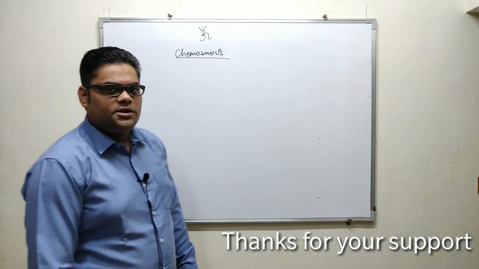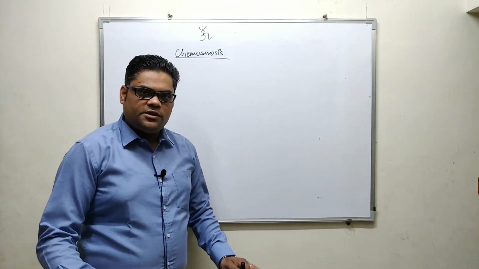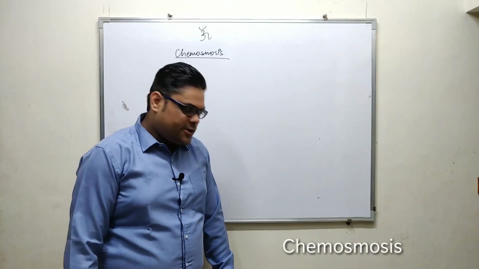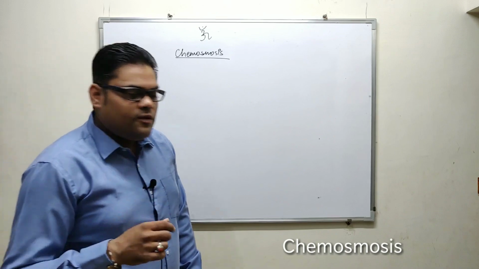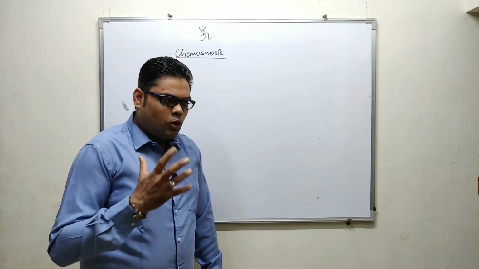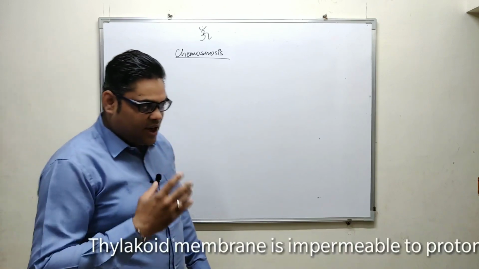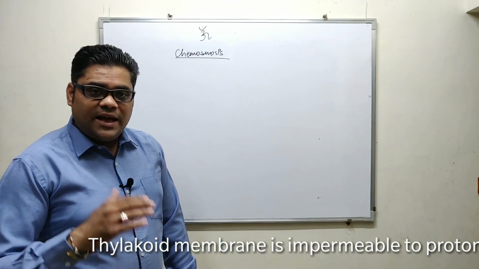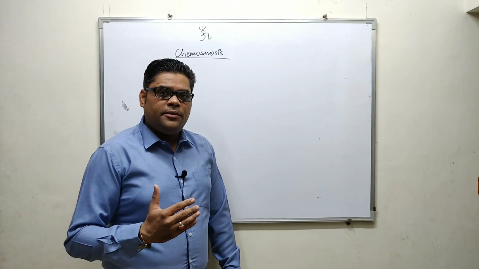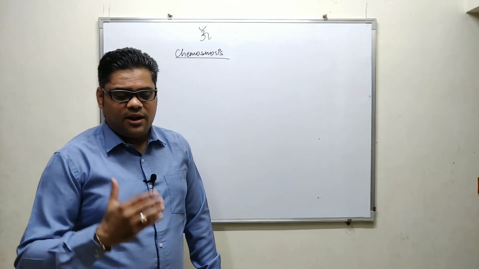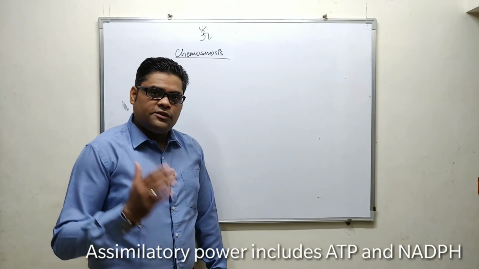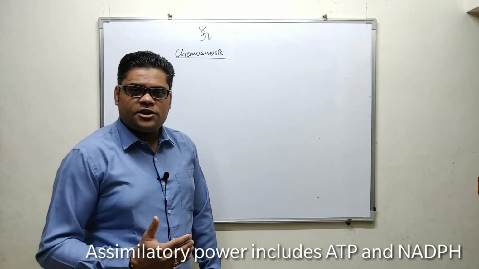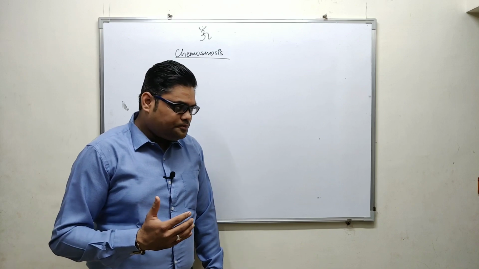Today my main topic is photosynthesis and the subtopic is chemosmosis. So okay friends, we'll start with the topic chemosmosis. What exactly is chemosmosis? In the previous lectures I have discussed that the assimilatory power, meaning the NADPH and the ATP, is formed during the photochemical reaction or the light dependent reaction.